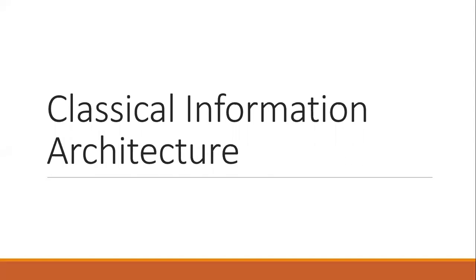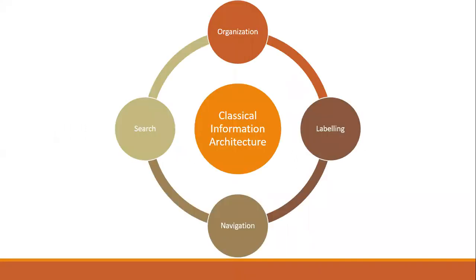So let's move on with the classical information architecture. As we saw in the first image, it comprises 4 components: organization, labeling, navigation, and search. We'll look at these 4 components and use a third-party software as an example to see how we can perform classical information architecture on our documentation.